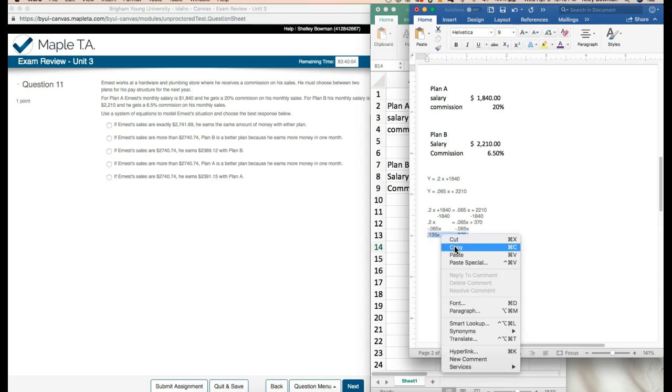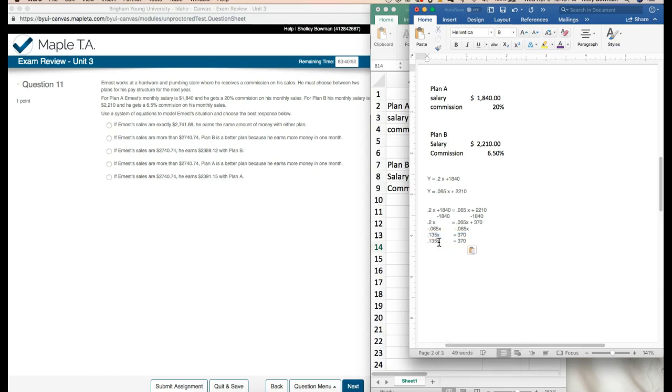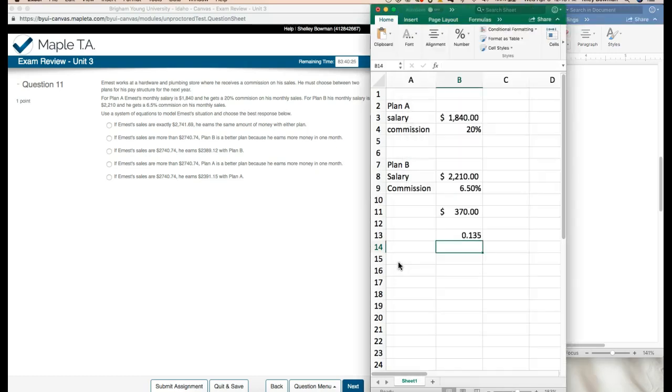Okay, and then to continue solving for x, I want to divide everything by the number in front of that x to get rid of it. So for my next step, we're going to divide all these terms by 0.135. Keep my equal sign lined up so it looks nice and tidy. On the left-hand side, I end up with x, because 0.135 divided by 0.135 is 1, and 1 times x is x. And then 370 divided by 0.135.